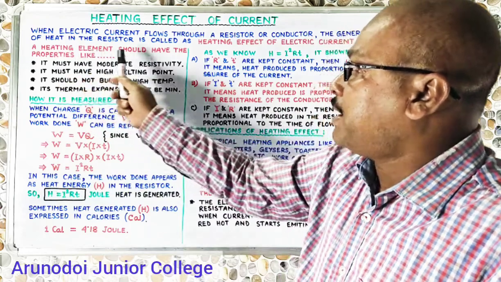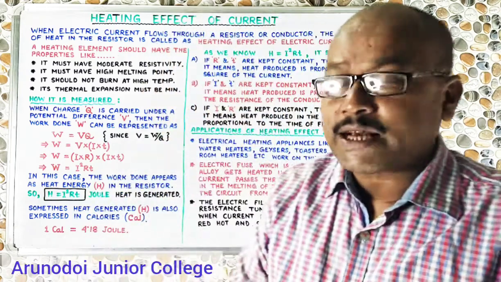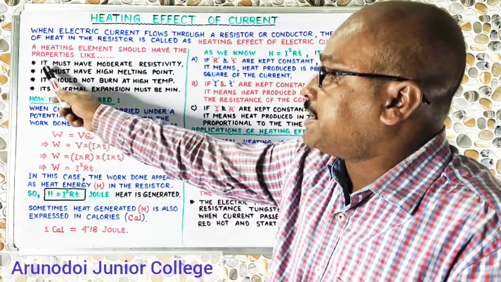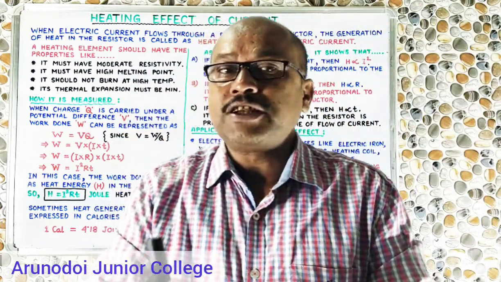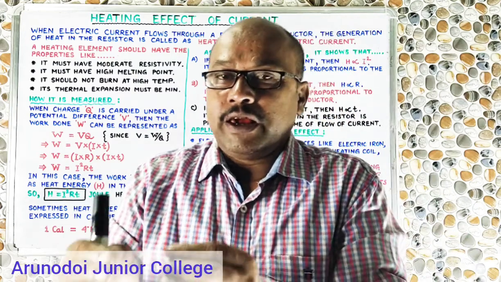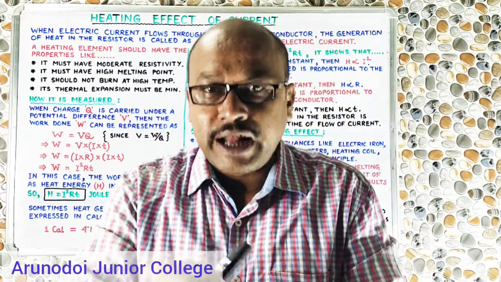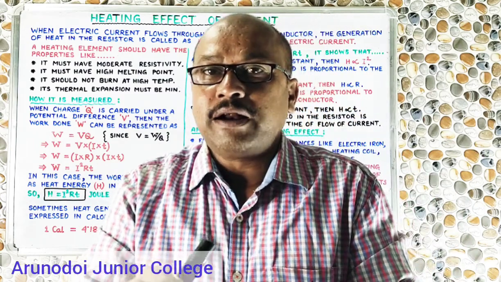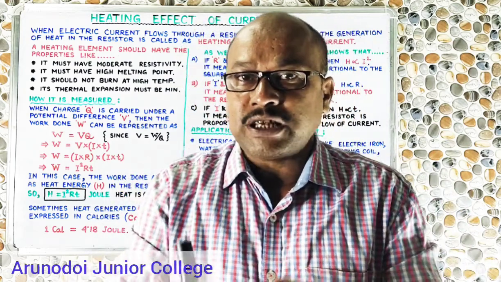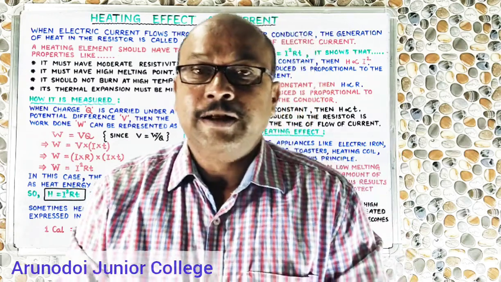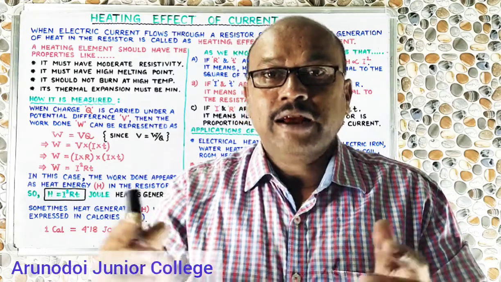And the heating element should have some properties. What are those properties? Let us discuss them. The first is the heating element must have a moderate resistivity, meaning its resistance should be moderately high. If a conductor has very less resistance or very less resistivity, then it will never be able to generate much heat. So if you really want to experience heat in the resistor or the conductor, then definitely it must have moderately high resistivity.